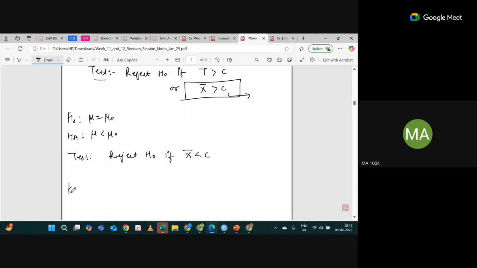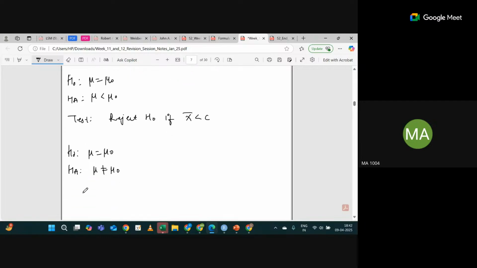Now suppose mu is equal to mu naught, and the alternative is mu not equal to mu naught. So this is two-sided. What will be your test? Reject H naught if modulus of x bar minus mu is greater than c. Not just x bar, you will say x bar minus mu is greater than c, because you will see whether x bar is greater than mu plus c, or whether x bar is less than mu minus c.